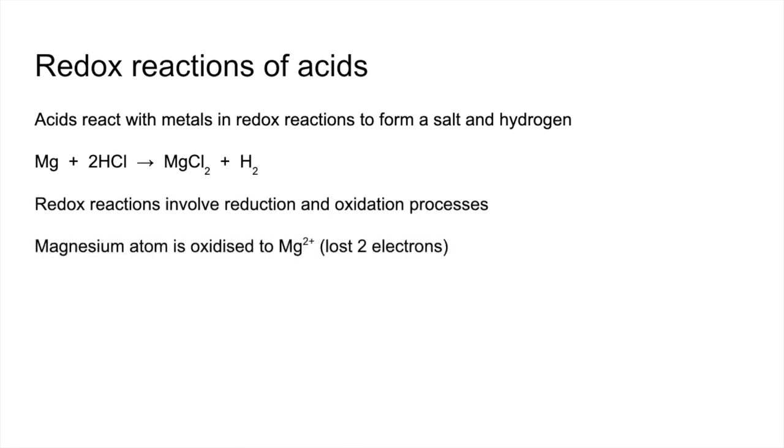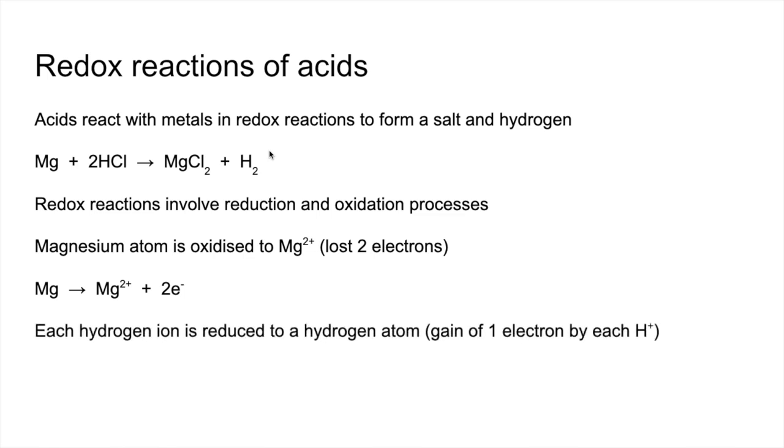The magnesium atom has been oxidized to magnesium 2+ ions. It's done that by losing its 2 outer electrons. So the half equation to represent that looks like that. Those 2 electrons are gained by the hydrogen ions in the HCl, and they become hydrogen atoms and then combine to form an H2 molecule. So each hydrogen ion is reduced to a hydrogen atom, and they do that by gaining 1 electron each. And there's the half equation to represent that.